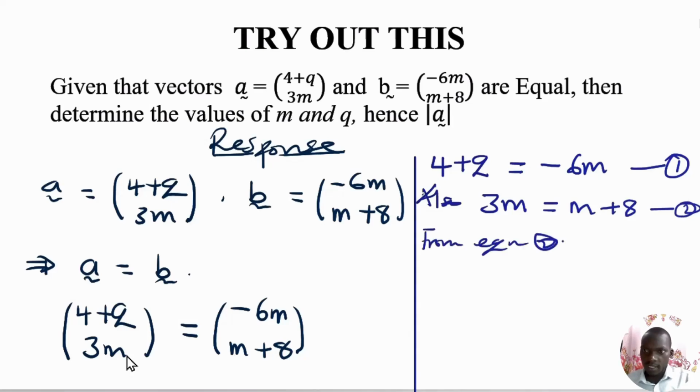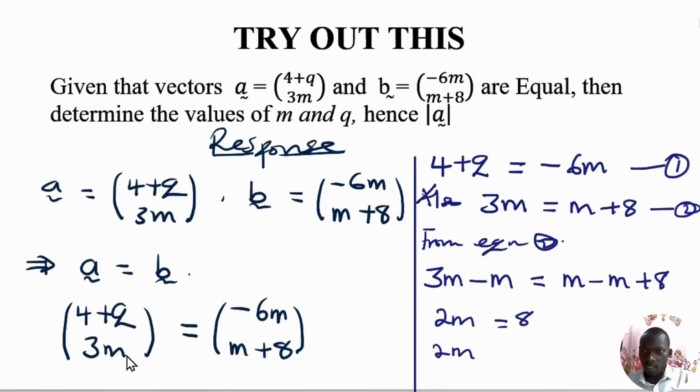By collecting like terms, we have 3m minus m equaling 8, since m minus m cancels. 3m minus m, we are left with 2m being equal to 8. To get the value of m, we divide through by 2 on both sides of the equal sign. This implies that our value of m equals 8 divided by 2. So m equals 4.